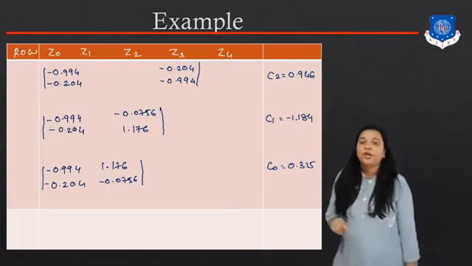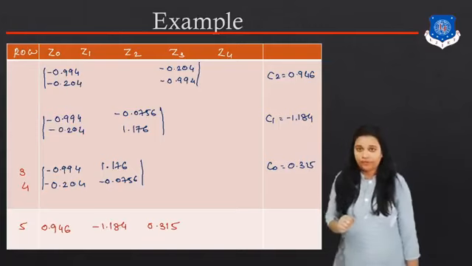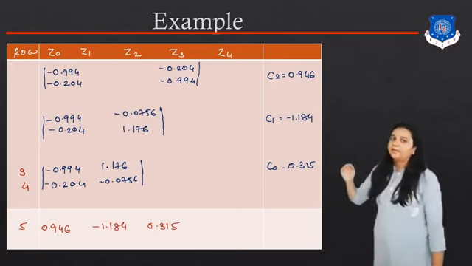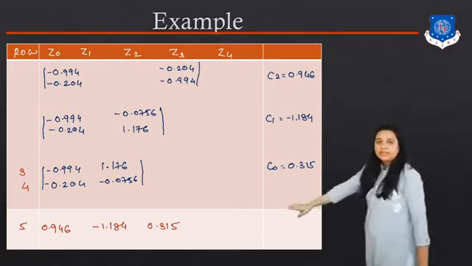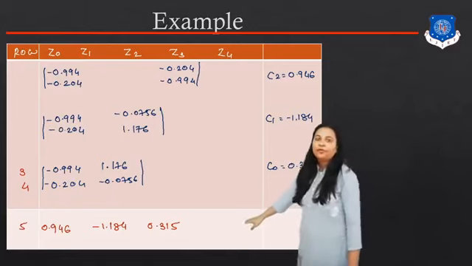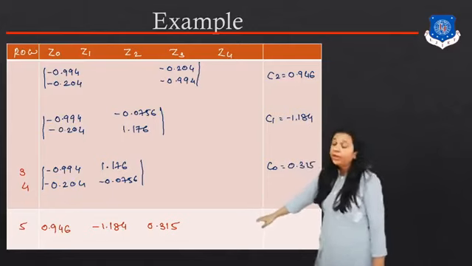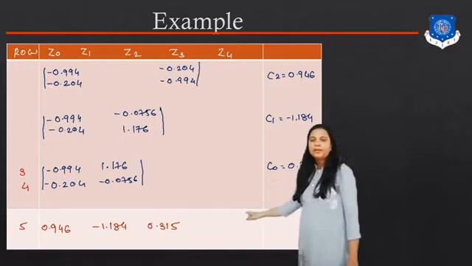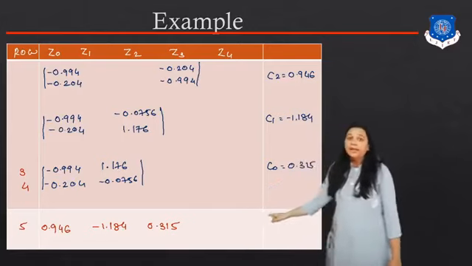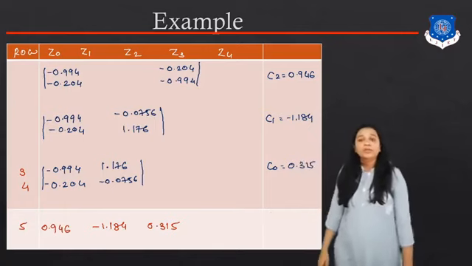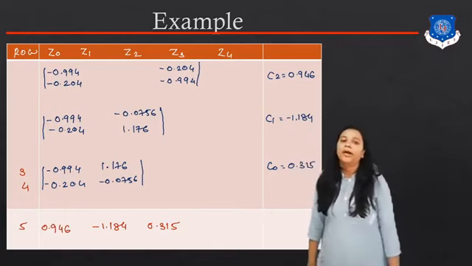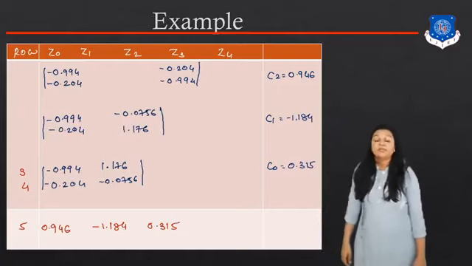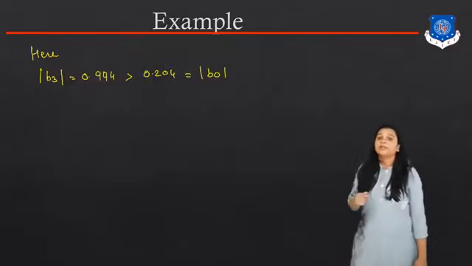Okay, now for the fifth row, simply we have to write the values of C2, C1 and C0. So here you can see that in the fifth row we write C2 equal to 0.946, then C1 equal to -1.184, and C0 equal to 0.315. Now the next step is to check the conditions for stability.